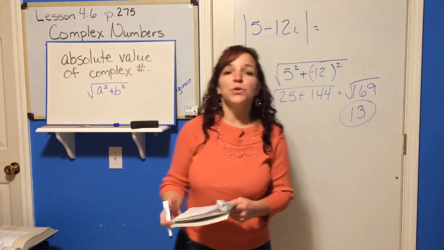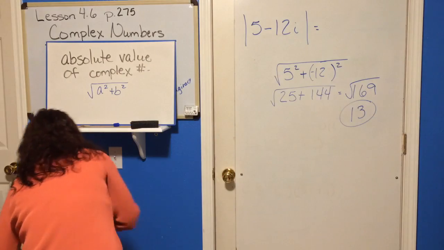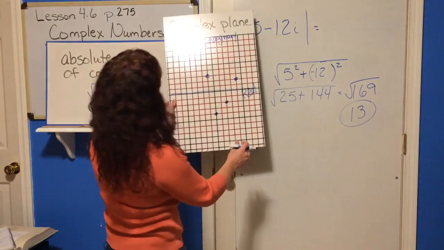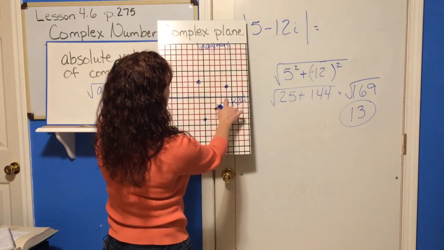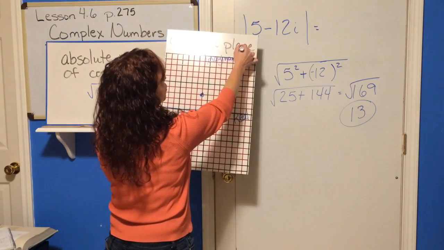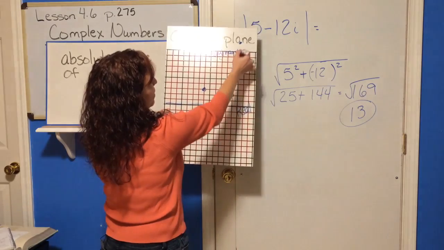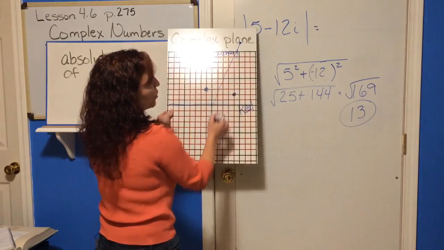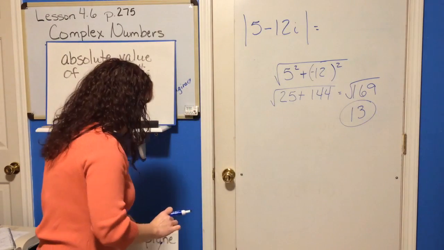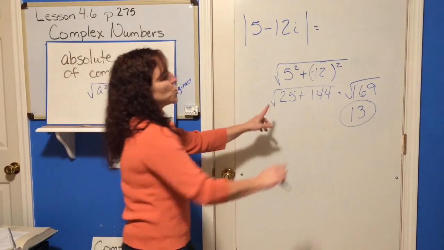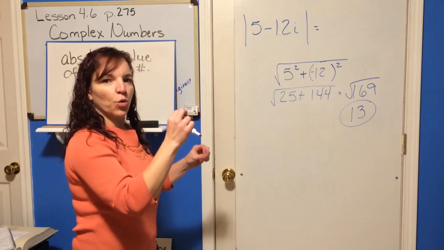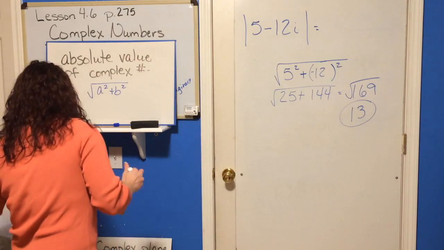And what you're doing there is you're finding the distance from, let's see, 5, 1, 2, 3, 4, 5. Oh, I can't go 12 up. 1, 2, 3, 4, 5, 10, 11, 12. You're finding the distance from here to here when you're finding the absolute value. It's the distance. Remember, the absolute value is a distance. And so when you square each of those terms and then get the square root of that, you're finding the distance from that point to the origin.